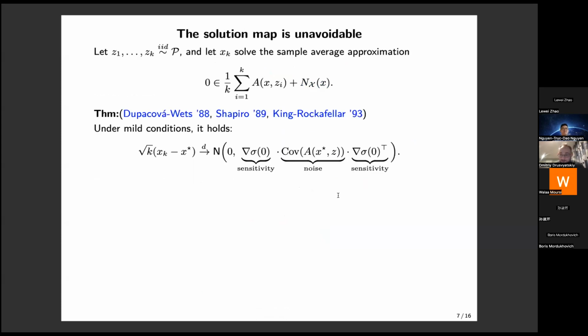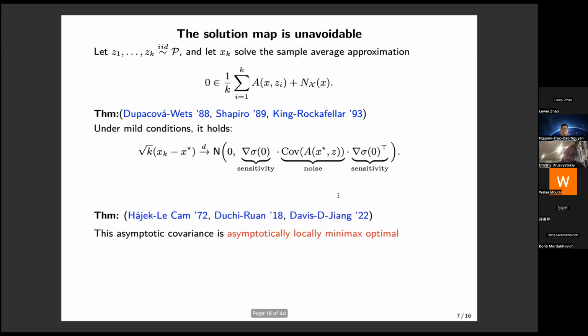And unavoidable if you want normality, true normality of solutions, of estimates. Okay, so we know how this very basic process of sample average approximation works. It achieves asymptotic normality. It has a covariance. So a very reasonable question to ask is: is this covariance best possible among any estimation procedure? Morally, yes, it should be.